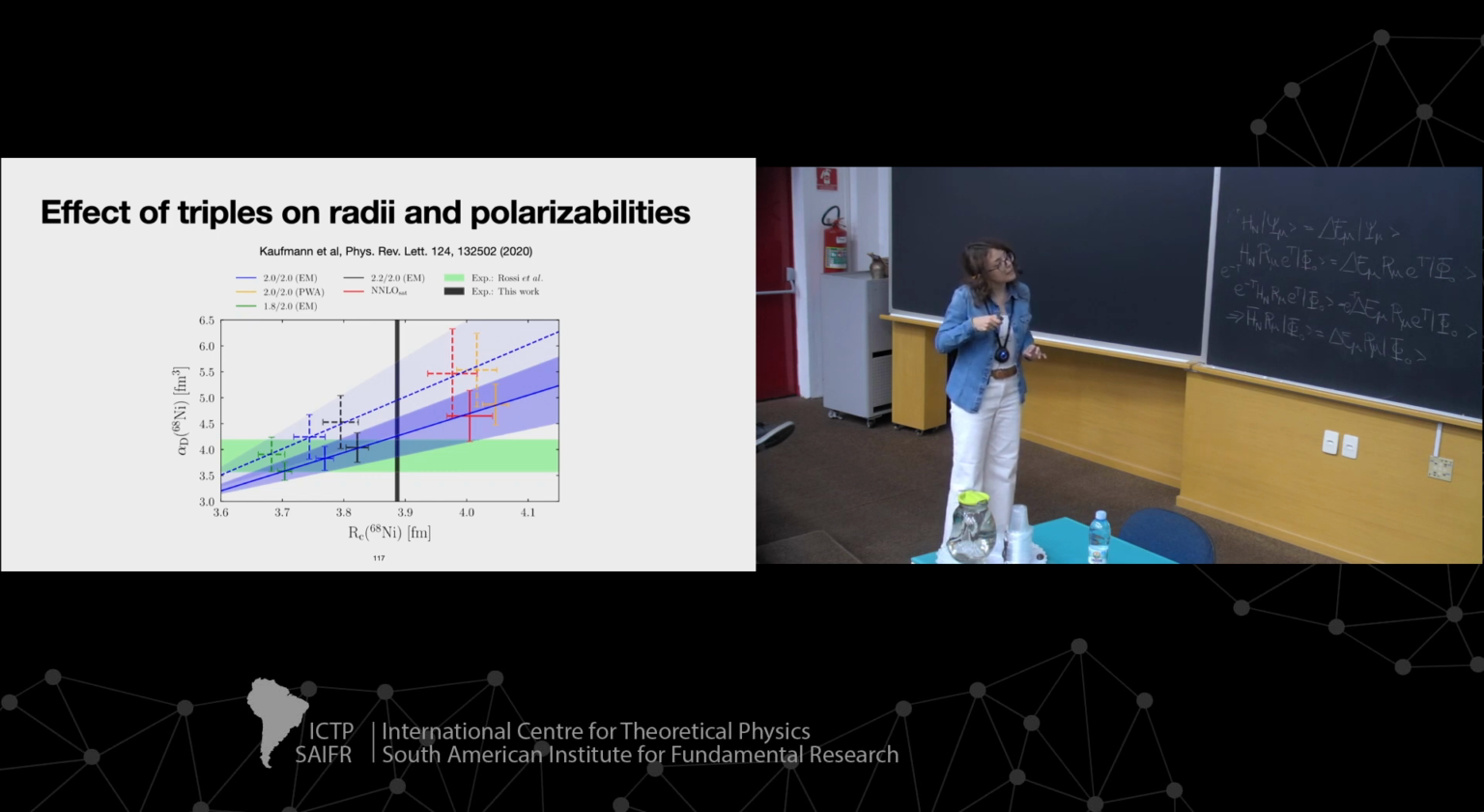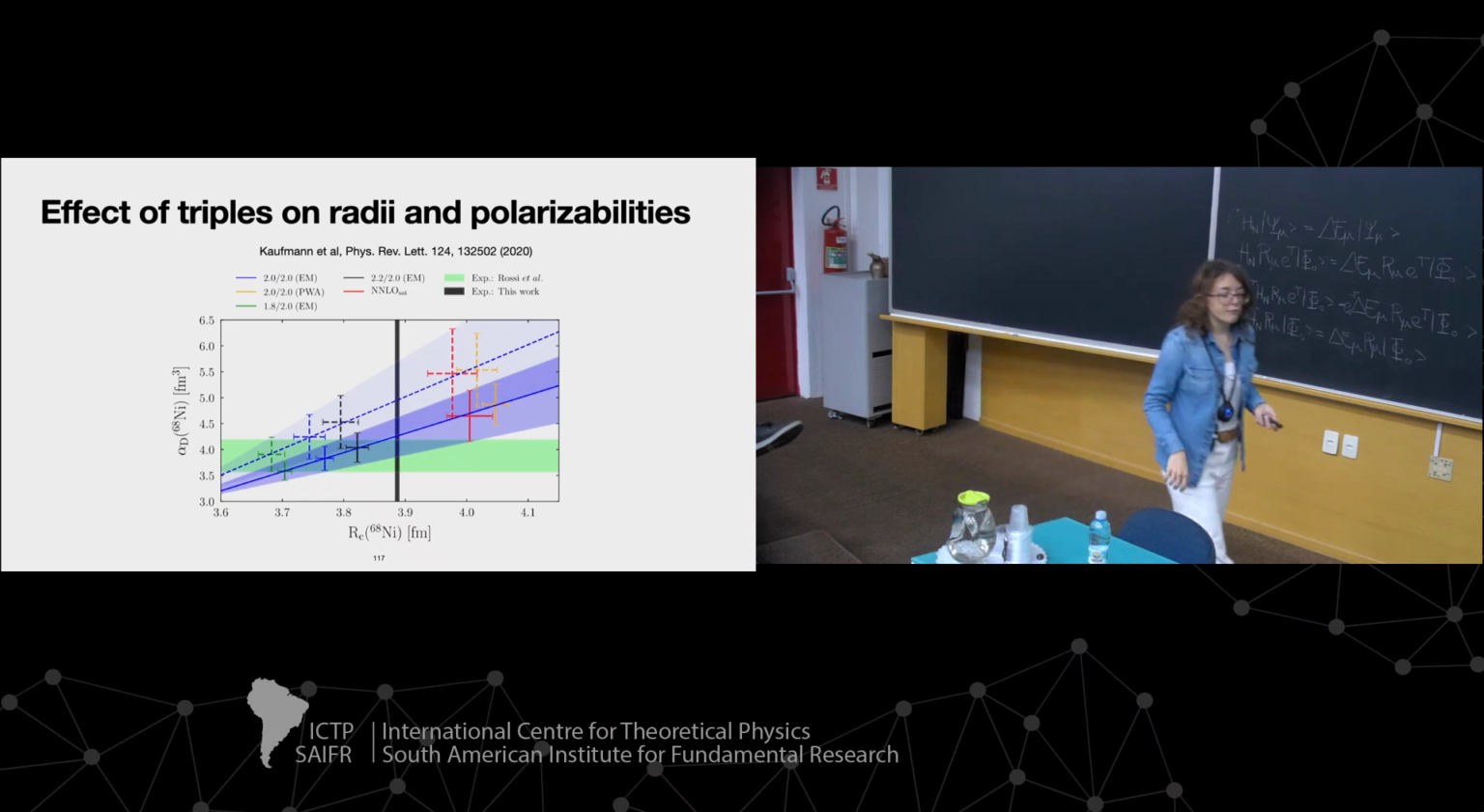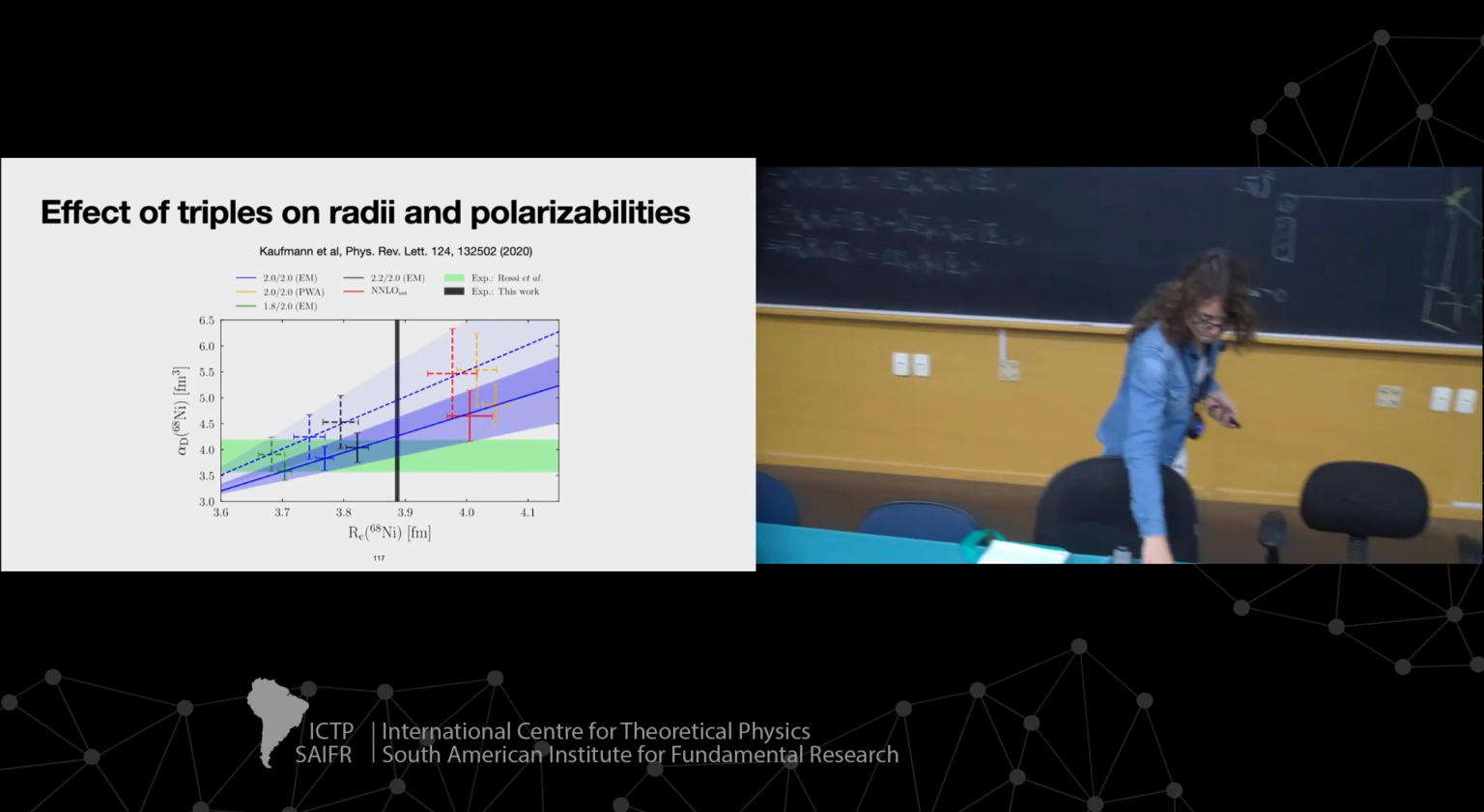We see that the results are going down, preferring lower values of the polarizability if we add triples. And this is also leading us to better agreement with the experimental data.